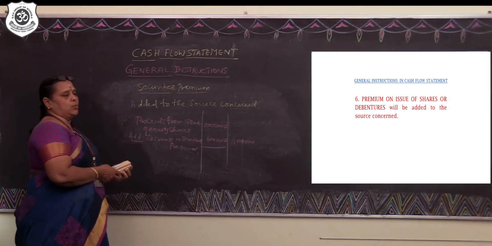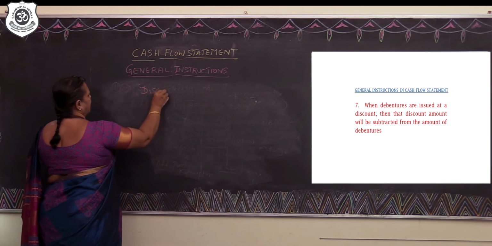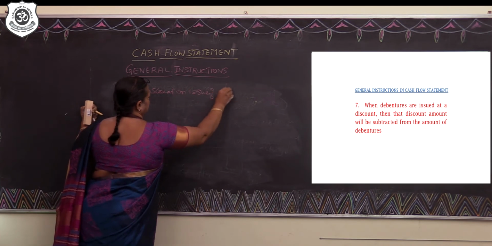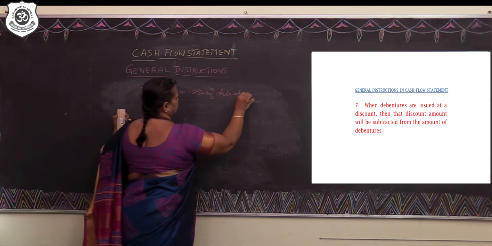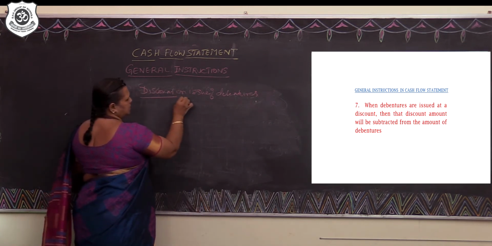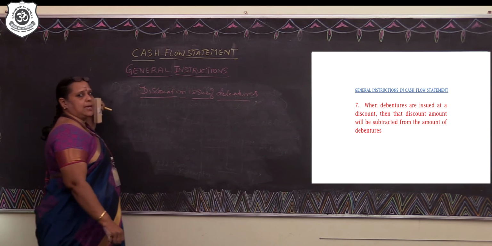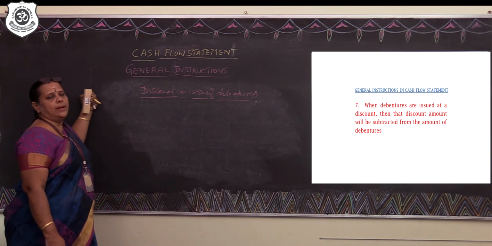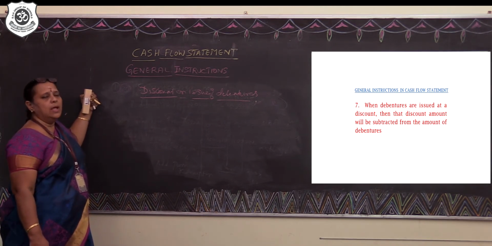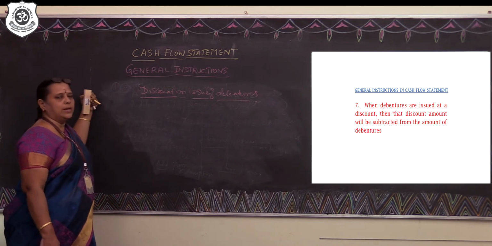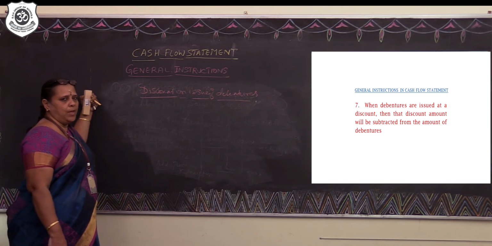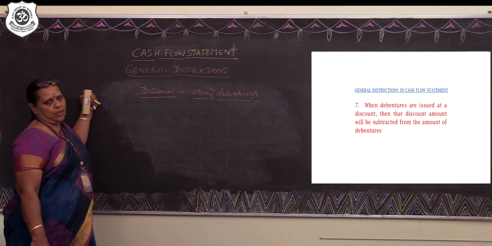Now, going to the next one, discount on issue of debentures. Please remember, shares cannot be issued at a discount, but debentures can be issued at a discount. So when shares are issued at a premium, that amount of premium is added to the source concerned. Similarly, when debentures are issued at a discount, please remember the company is not going to pay anything. There is not going to be an outflow, but there is going to be a reduction in your inflow. Therefore, it will be subtracted from the source concerned.